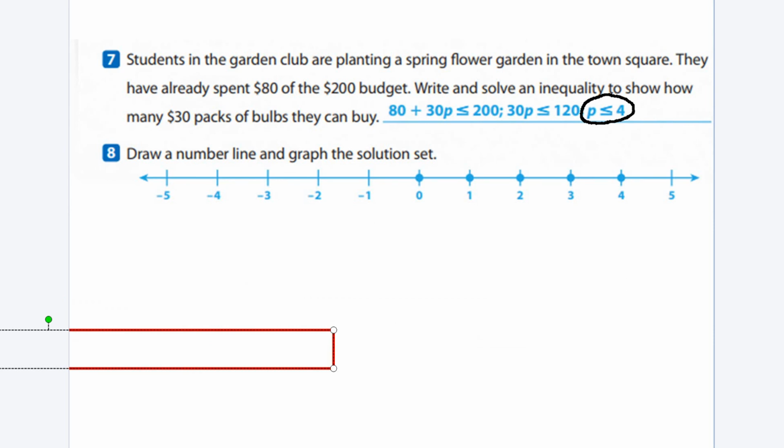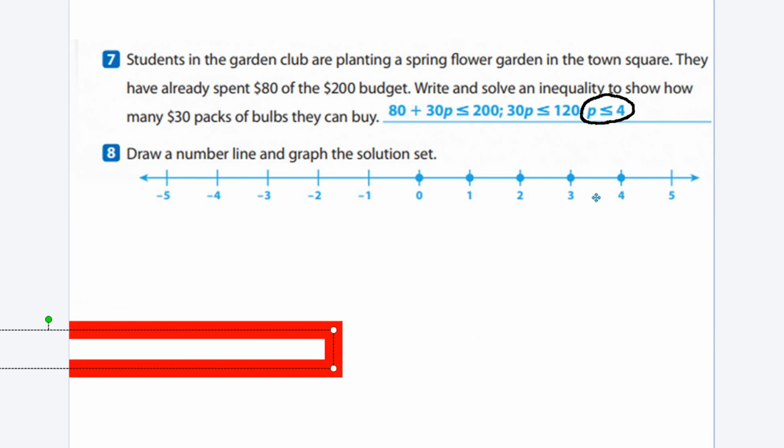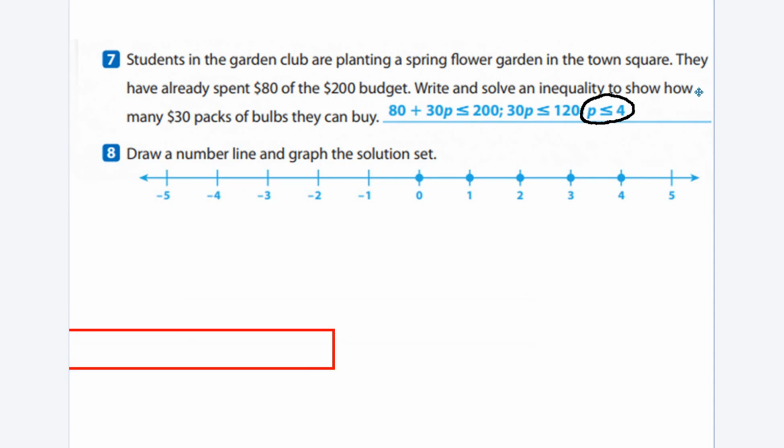If you can't see those dots, I'm going to show it to you in red. 4. Because you can have 4, right? Less than or equal to. 3. You can have 3. You can buy 3. 2. You can buy 2. You can buy 1. You can buy 0. Notice they did not graph that. Notice they did not put a line in between them. Because you cannot buy, let's say, 1.3 packs of bulbs, right? You can only buy 1, 2, 3, 4. Or more, obviously. But in this case, you cannot have more because your budget is 200.